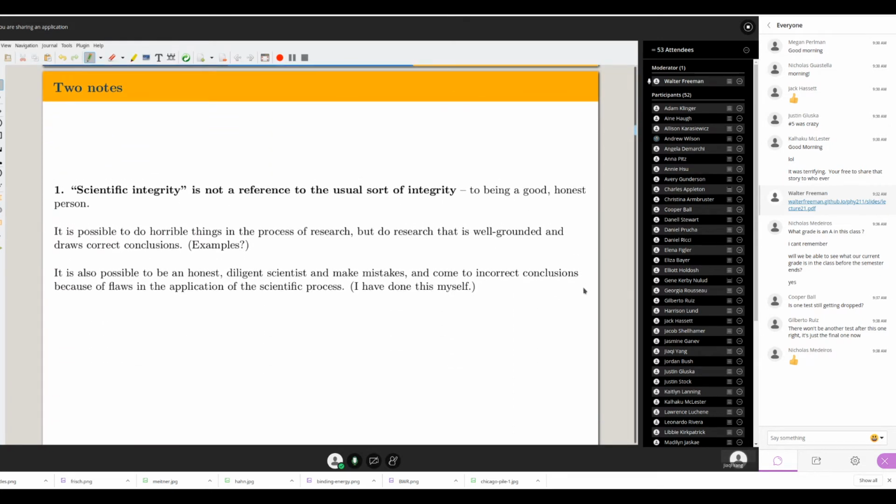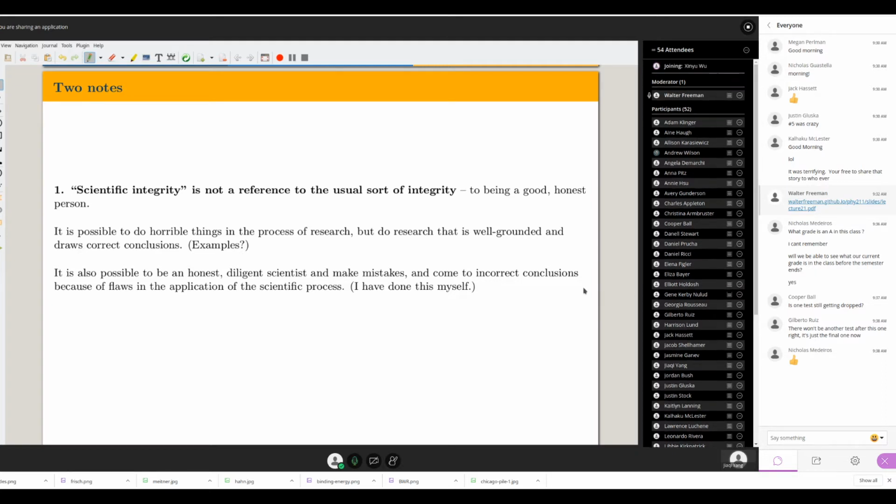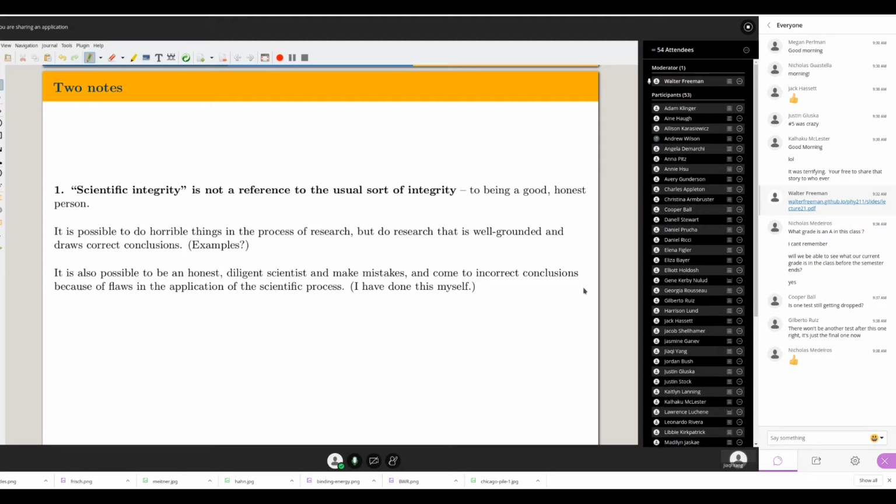I want to make a couple of notes before we start. One of them is that when we say scientific integrity, we don't mean the usual sort of integrity. We don't mean the sort of integrity where you take your take-home exam honestly without asking other people to do it for you on Chegg. We don't mean the sort of integrity where you don't steal things from people. Those are very important, right? Those are part of being a good, honest person. But that sort of ethics is not what we're talking about.